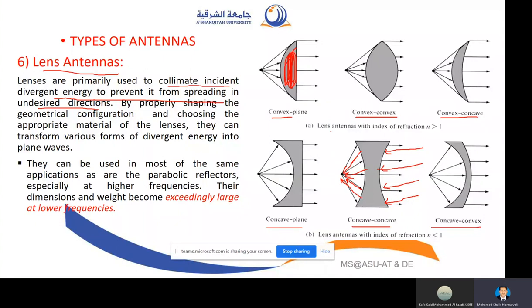So if you need refraction, the problem in lens antennas is that the size of the lens will be very high at low frequency. That is why we cannot use them in our mobile phones, TV stations or radio stations. Because if you use this lens antenna at those very low frequencies, the size of the lens will be very large. We need very big glass. Basically, these 3 shapes have refraction index greater than 1. These 3 shapes have refraction index less than 1.